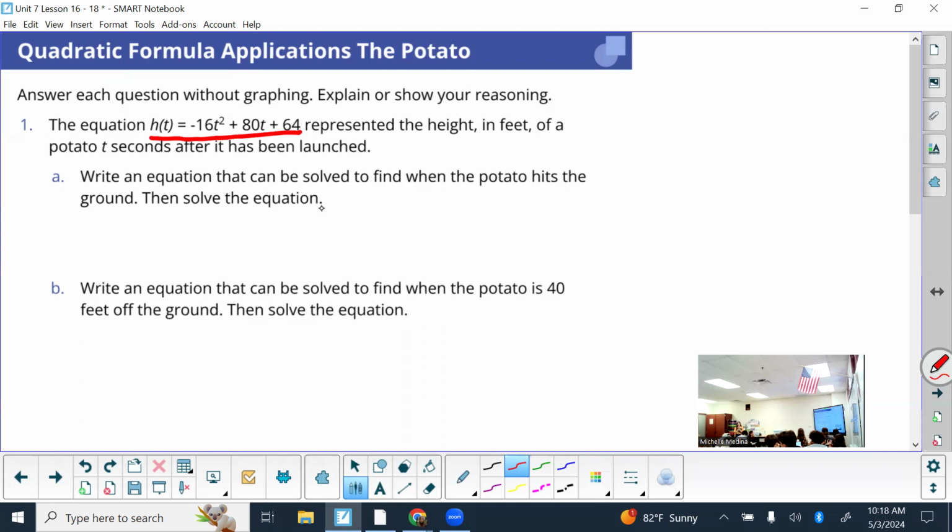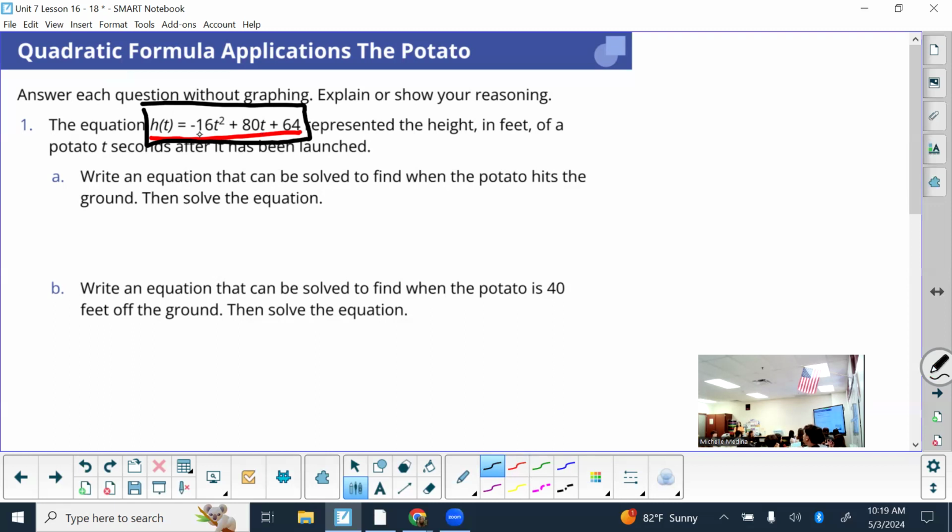You're not going to do this with graphing. You can always check your answer with graphing on your test, but no graphing right now. If I'm trying to figure out the time when the potato hits the ground, what do I need to plug into this formula? So think about that, don't tell me yet.